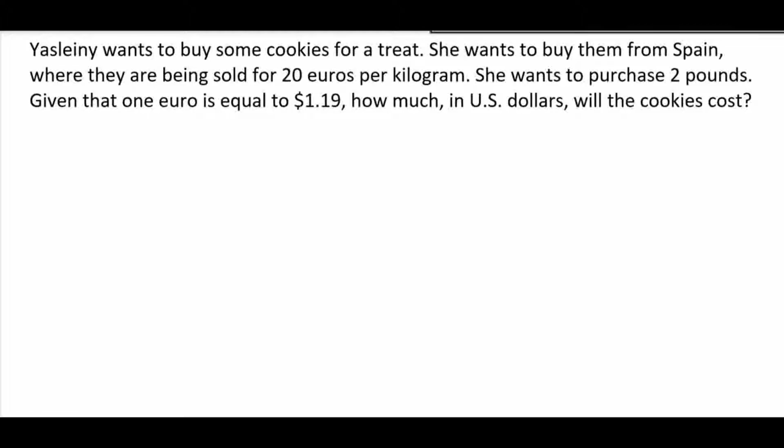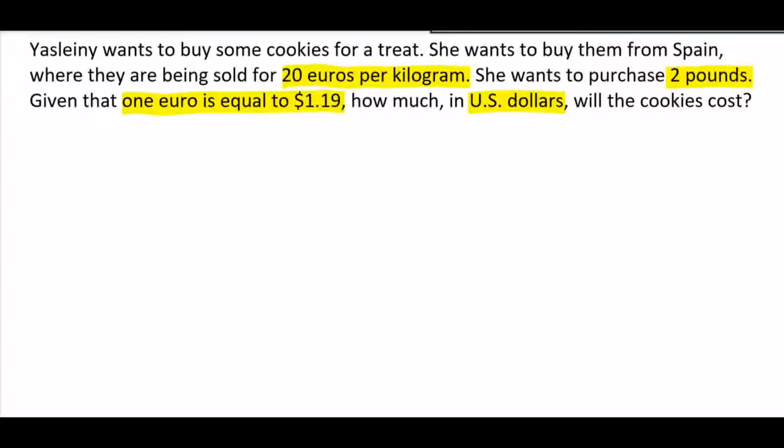So we know that they are being sold for 20 euros per kilogram, and we also know that she wants to have 2 pounds. Lastly, we know that 1 euro is equal to $1.19. What we need to find out is how much in US dollars will the cookies cost. So based off our reference sheet and the problem, let's write down the conversions we know. So as we see here, 1 euro is equal to $1.19.